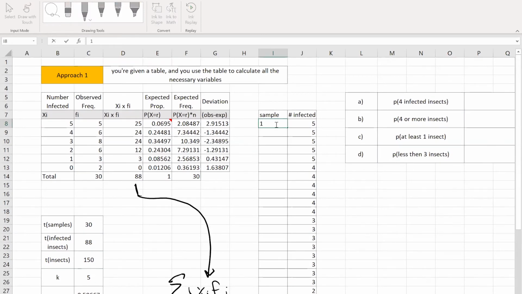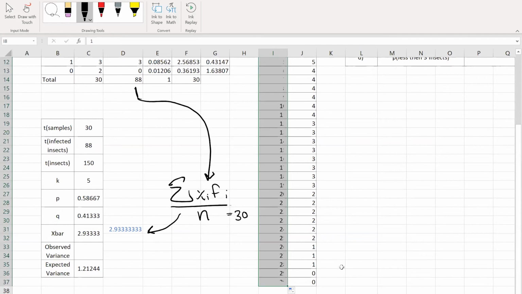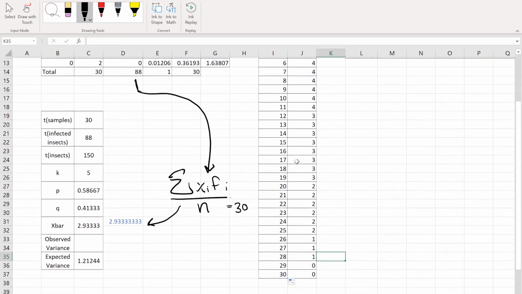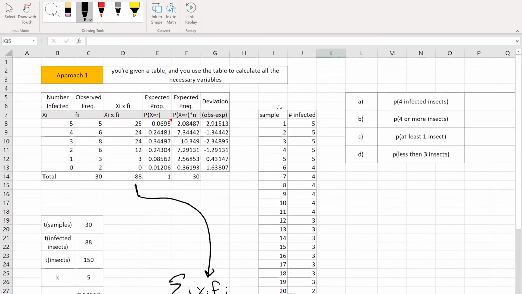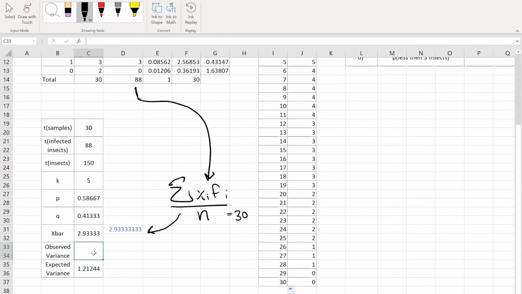And this should give me numbers 1 through 30, right? So that I can make sure that I'm accounting for all 30 samples. So if you were actually out in the field collecting data, this is what your data set would look like. So that's what I mean when I refer to this as our raw data format. Using this, now we can actually use the var.s function that we've been using to calculate the variance.